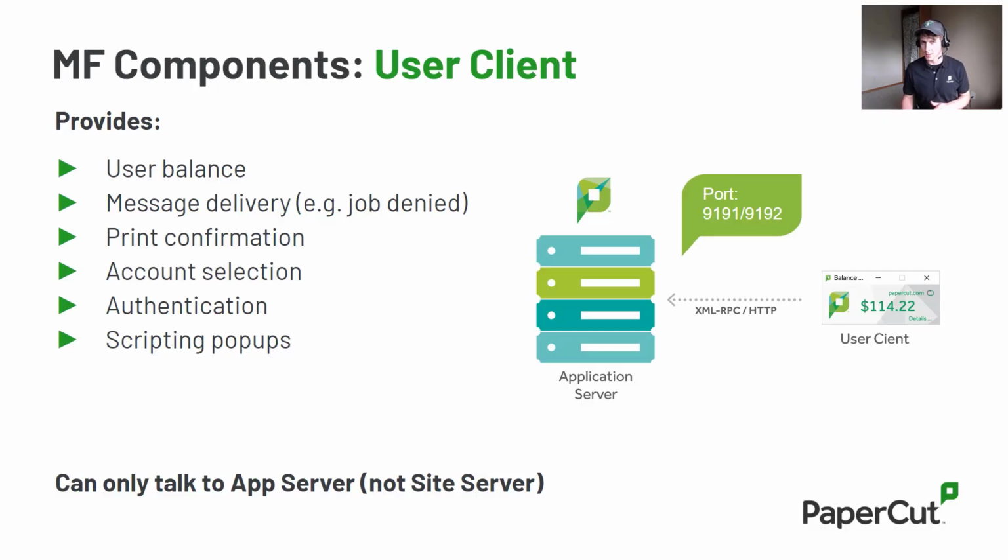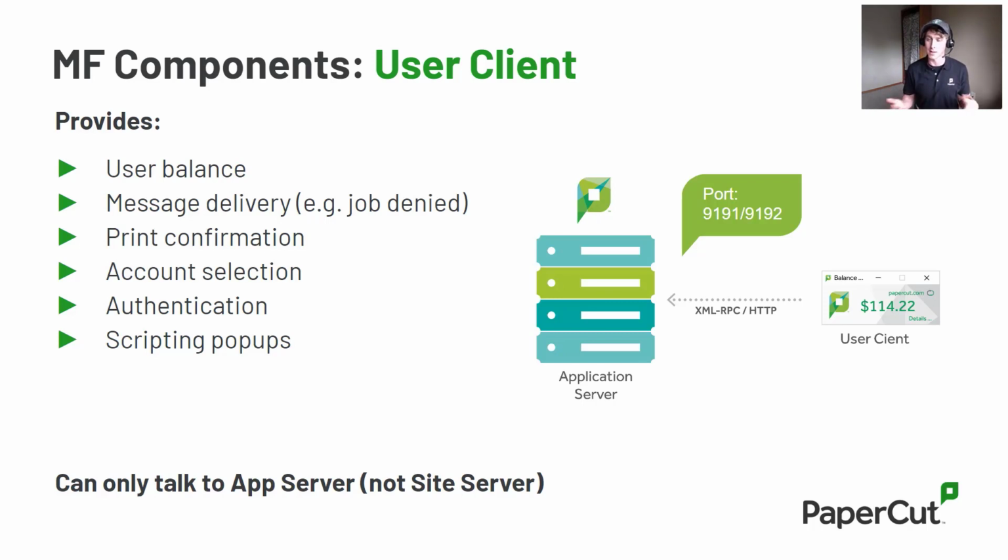Now it's pretty important to know what it can do and what it can't do. So what can it do? It can do a lot of functionalities. It's powerful. It can do print confirmations, etc. But it cannot talk to the site server. So it's very dependent on the application server. It talks with a continuous connection. So it reaches inbound to the app server and says, hey, what should I do?